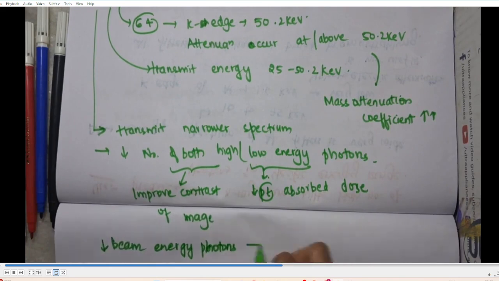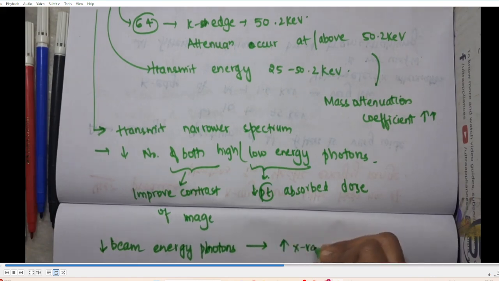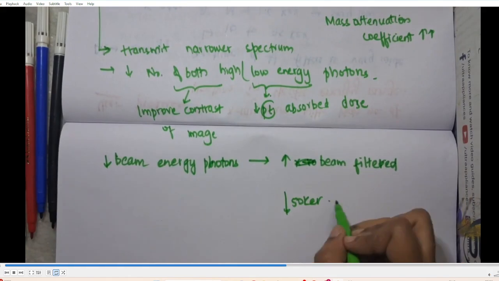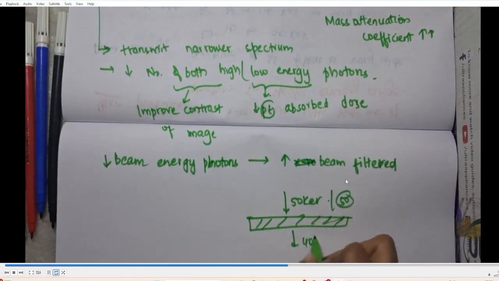Because of increased beam filtration, there is increased X-ray tube loading, and this is required. Because of increased beam filtration, increased X-ray tube loading is also required when heavy metal filters are used. So, decreased beam photons will increase the beam filtration.